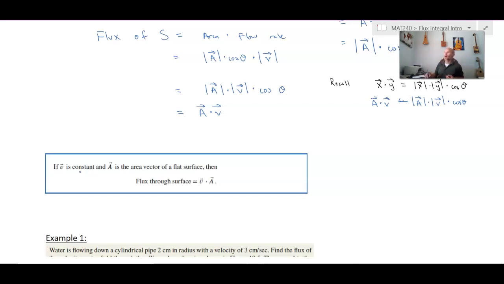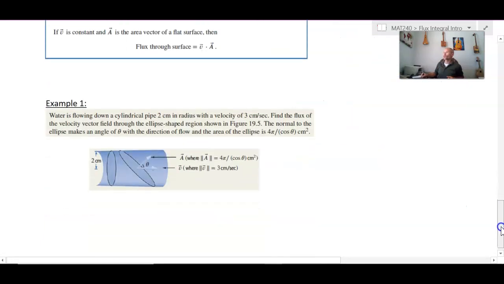Basically, this gives us two ways of being able to find the flux. One is by finding the dot product, if we know the velocity vector and we know the area vector. Let's take a look at an example and see how both of these approaches will work. Water is flowing down a cylindrical pipe that's 2 centimeters in radius. So here we have this pipe, 2 centimeters in radius, with a velocity of 3 centimeters per second. That's how fast the water is flowing through there. Find the flux of the velocity vector field through the ellipse-shaped region shown.